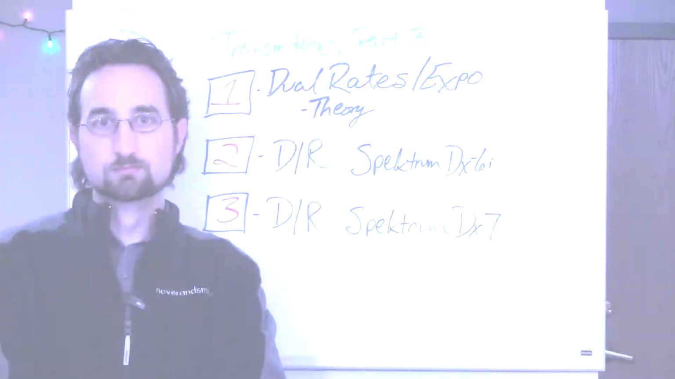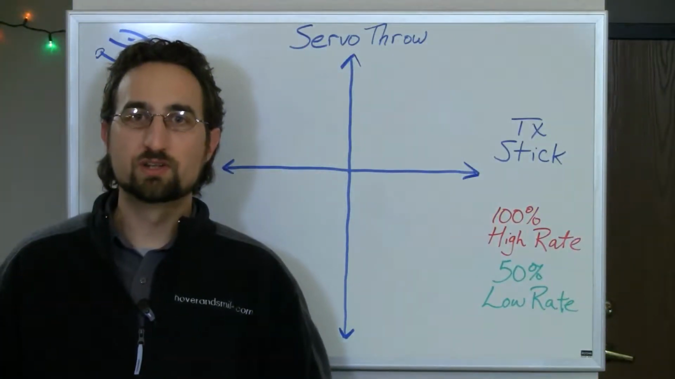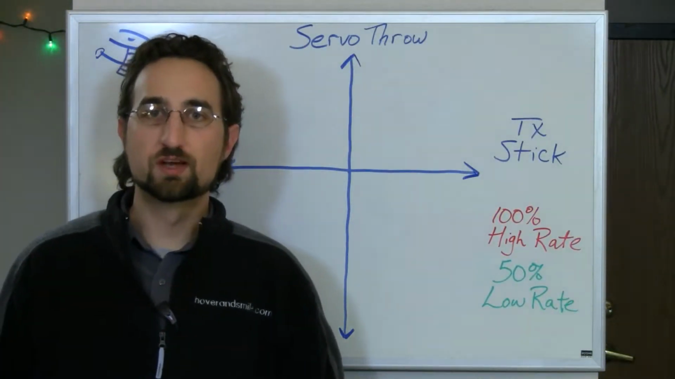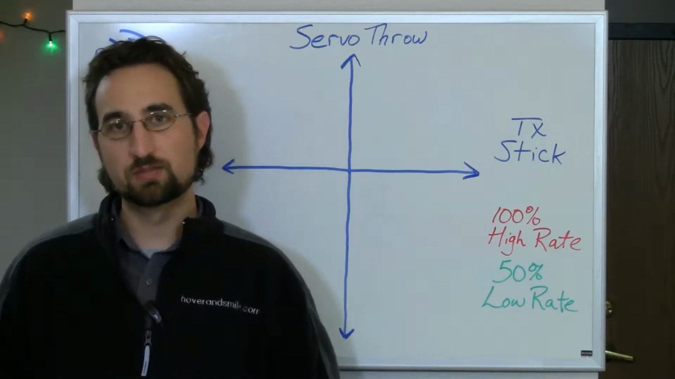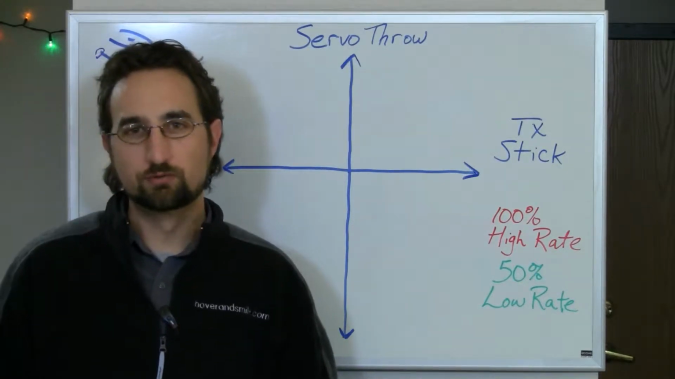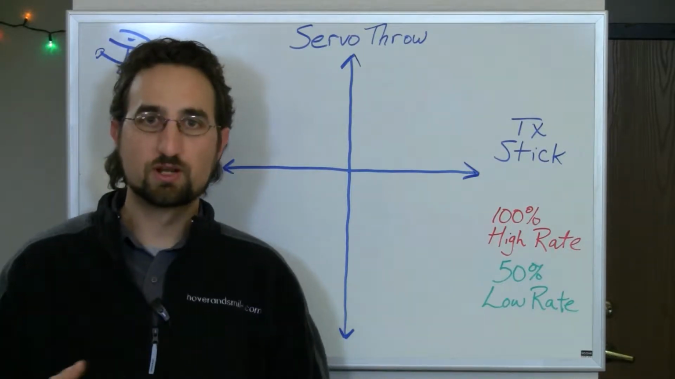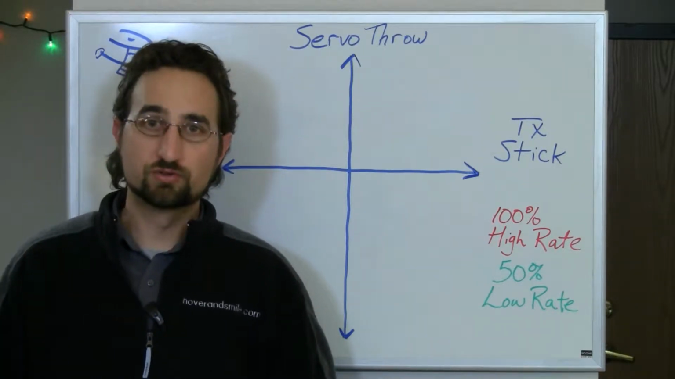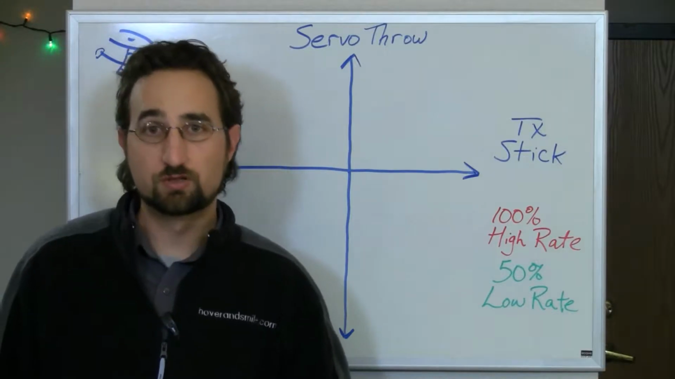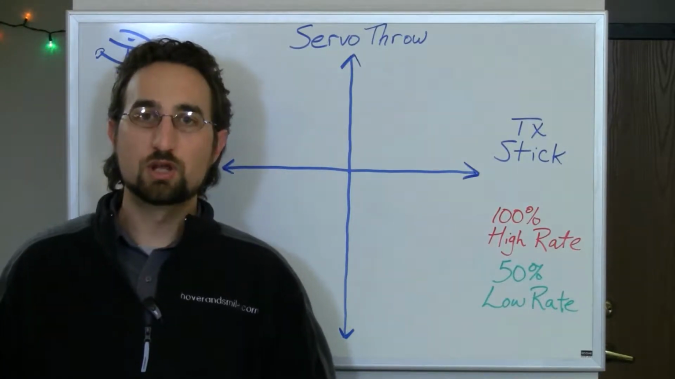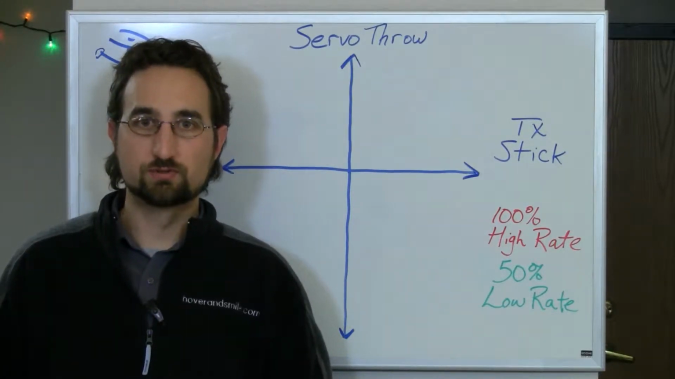and exponential. Before we dive into dual rates and exponential proper, I want to cover a few terms and concepts to make sure that we're all on the same page. Remember that the servos in your RC airplane or helicopter are used through commands from your transmitter to change control surface angles, change the angle of your swash plates, and so on and so forth, to change the direction and flight characteristics of your craft.